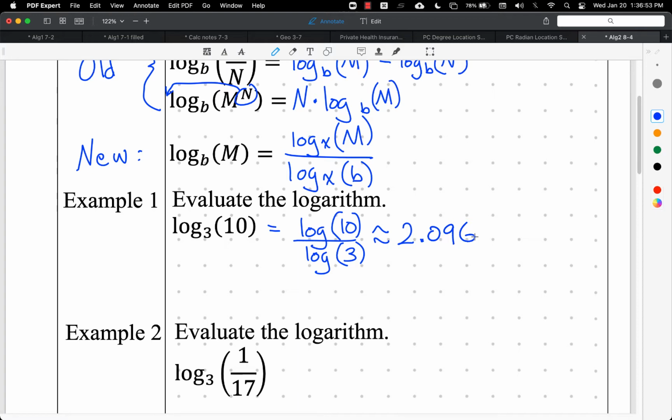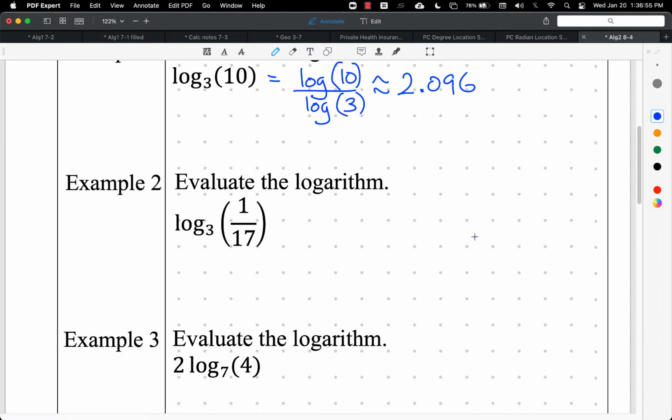Let's do another one. Example 2. Oh, a fraction. Fractions are scary. You guys can do this. It's the same formula. Charles? So this is going to be log 117 over log 3. That's it. Done.